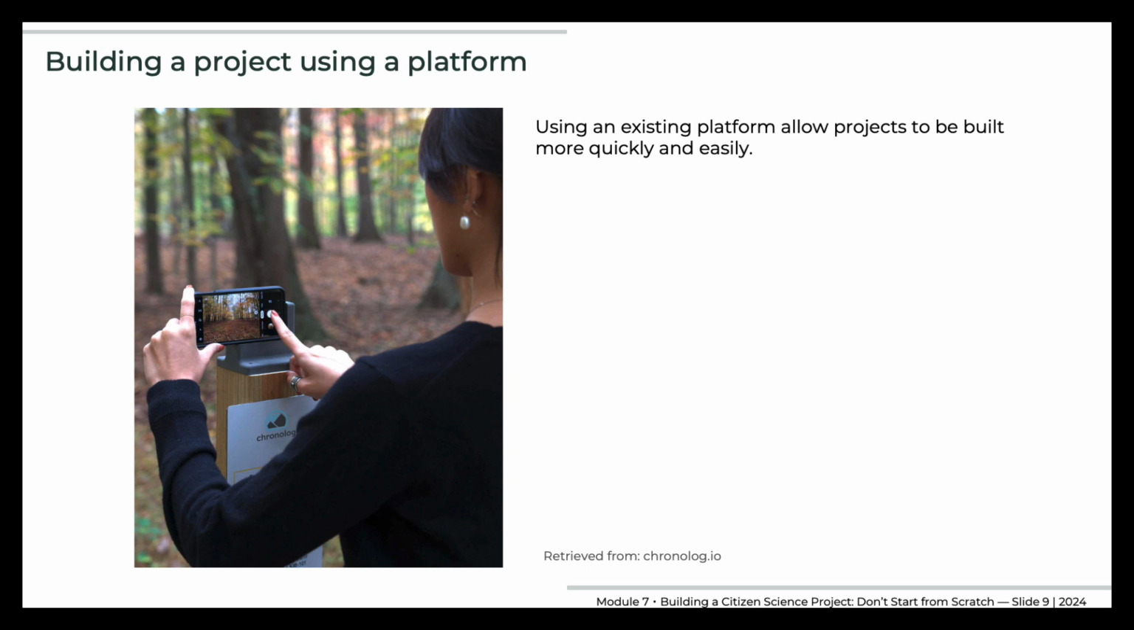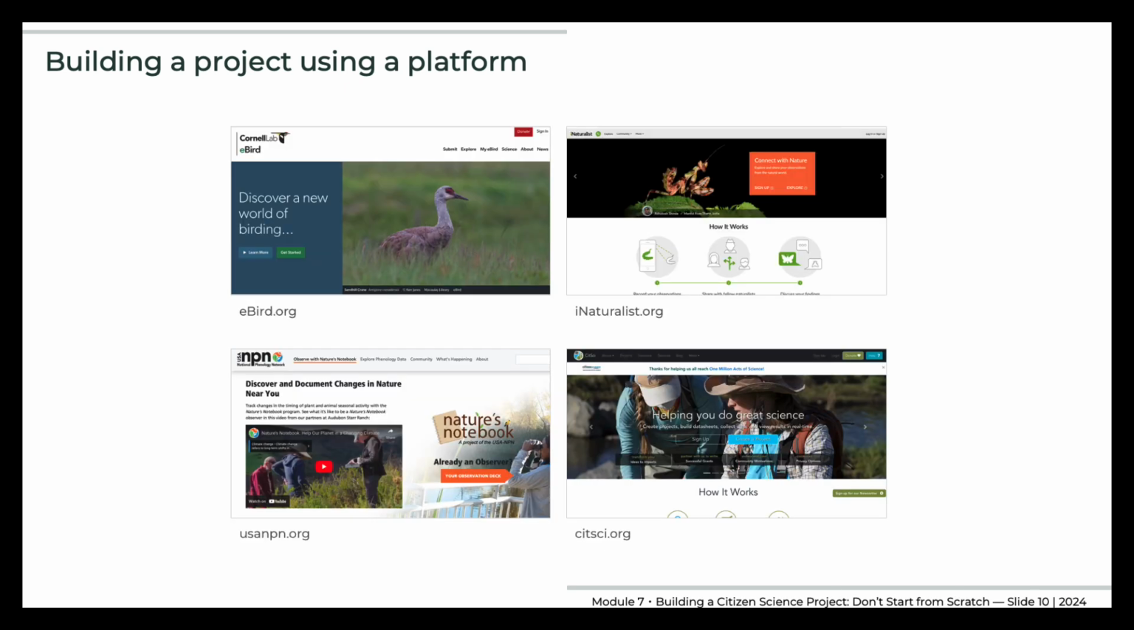Some platforms also can be used to build projects using the platform's online tools. eBird is a platform through which individuals can submit bird checklists that they collect anytime in any location, from their backyards to birding trips around the world. However, eBird also can be used to build customized bird data collection projects, such as the Sagebrush Songbird Survey that took place over 5 years in Washington.